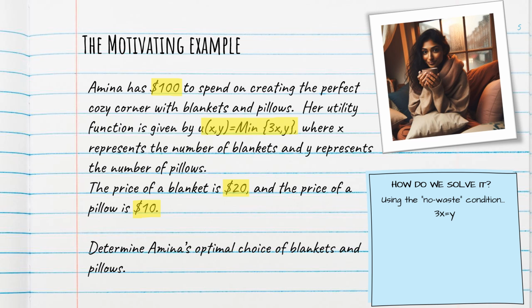Along with our no waste condition, Amina still has to live within her budget, so we have our budget constraint, which is in the standard form. The price of x times x plus the price of y times y is equal to income.